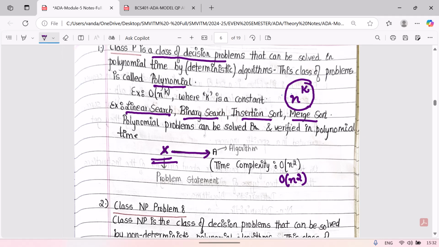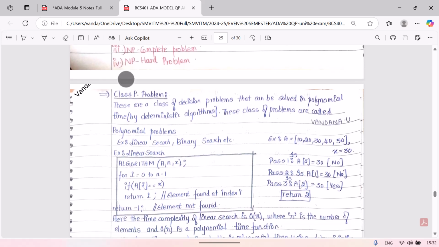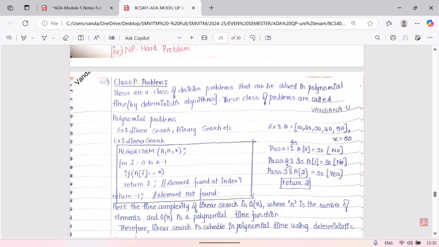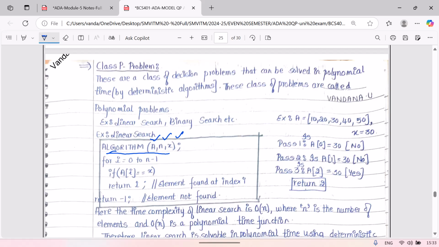The examples are given to you. Now, in your model question paper also, we have to explain these three types of problems with relevant examples. I have taken this example, that is linear search. There will be three inputs here: the total number of elements, the array, and the element to be found. If the element that needs to be found, X, matches with an element in the array, then we return that position. Otherwise, we return -1.